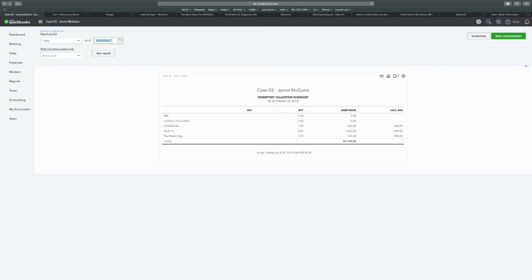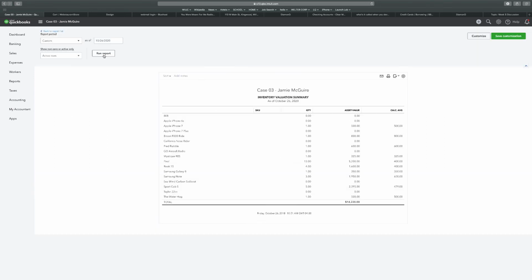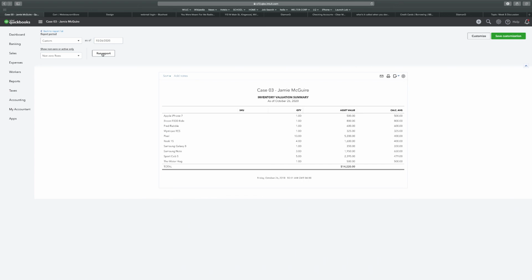If I change this date to 2020, run my report, it's completely different. I have these quantities and I have these values. So some of these are 0. If I do non-zero and run the report, I only have things that have actual balances. That's just how you customize it. Save the customization over there on the top right, and you just rename it.